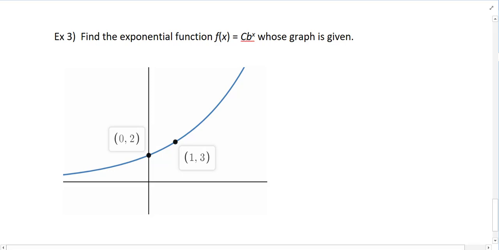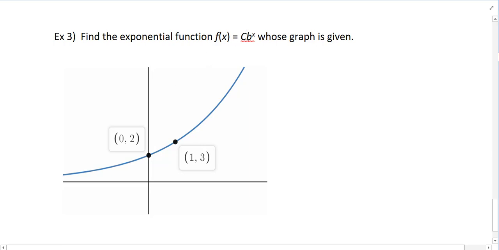Hey there, this is part 3 of our exponential reviews video. So we're going to talk about finding equations of exponentials. Notice that in this example, we need to find the exponential function f of x equals c times b to the x whose graph is given.